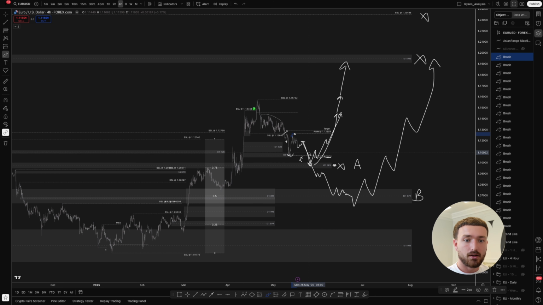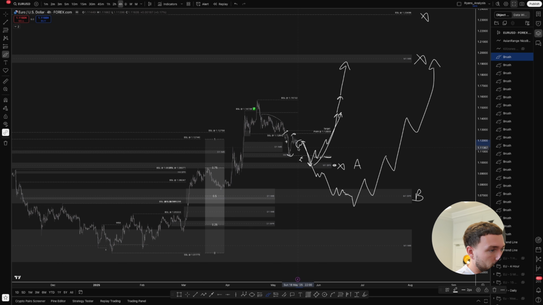So that's kind of a market overview on the euro going into next week. That's kind of what I'm looking at. Further sells into higher time frame zones, and then from there look for the switch.